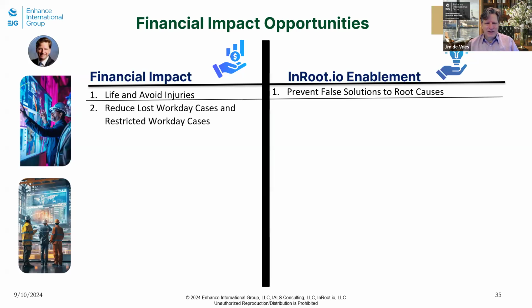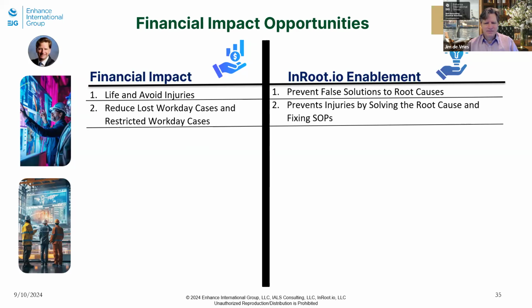So another financial impact, reduce lost workday cases and restricted workday cases. So how do you overcome that, Aaron? Yeah, so this goes beyond just lost workday cases and restricted workday cases. Really what this is getting at is, beyond just making sure you're addressing the correct root cause, ensuring that those root causes and the countermeasures you've developed to address them go into the SOPs. This is how you incorporate what you found in your root cause analysis into your organization. It needs to end up in the SOPs, and those SOPs need to be updated and reflective of what the team found.